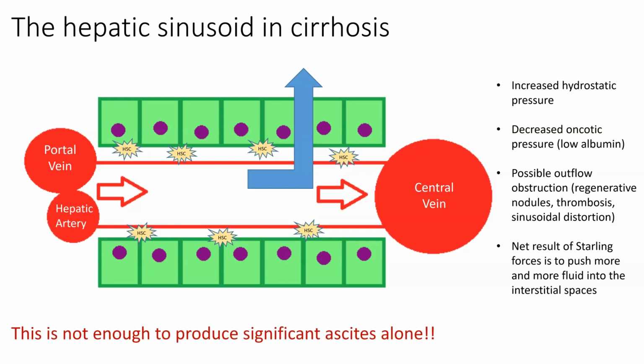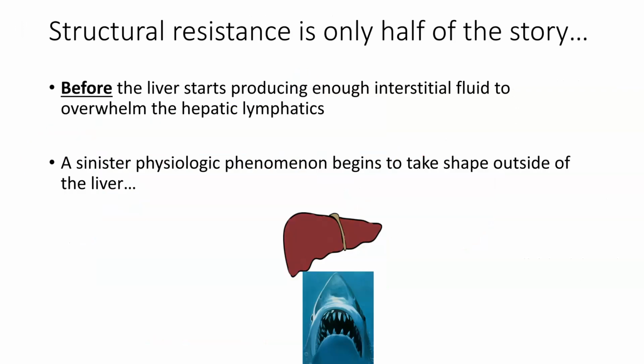What is important to know is that this alone is not enough to produce significant ascites, and that you have to have some other perpetuating force in order to produce significant amounts of fluid. This would be self-limiting, obviously, if the system was not being fed. So as I mentioned, structural resistance is only half of the story.